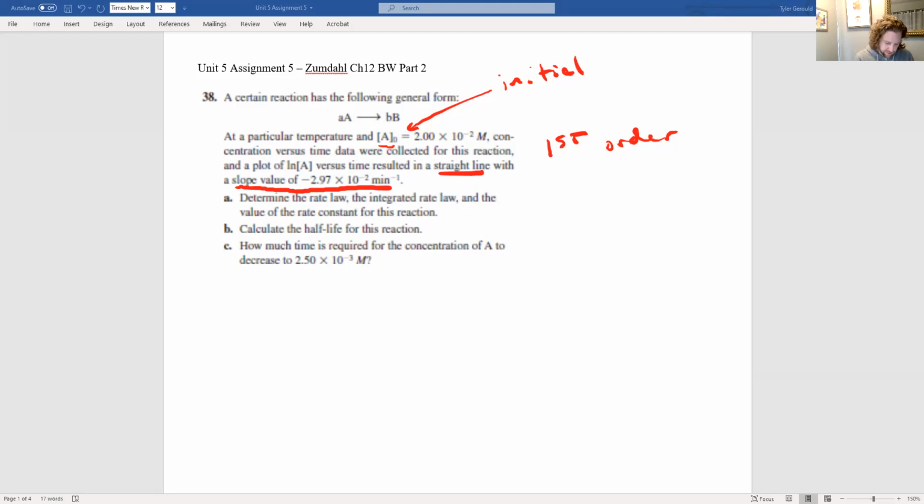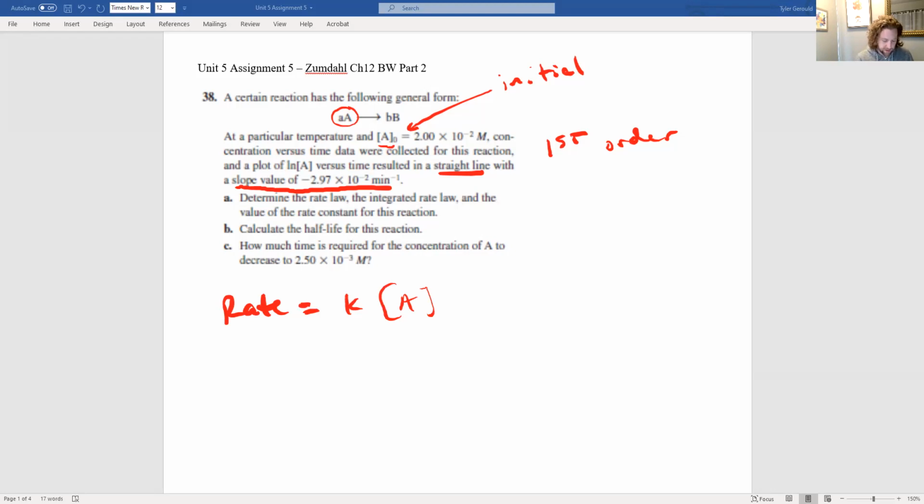Once you know it's first order, and we're going to represent the reactant as just the letter A, the rate law is going to be k times the concentration of A to the first power, or we can just get rid of that 1 because it's a 1. Here's the rate law equation.